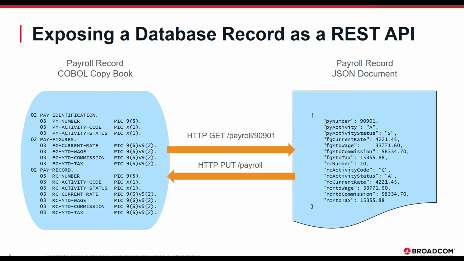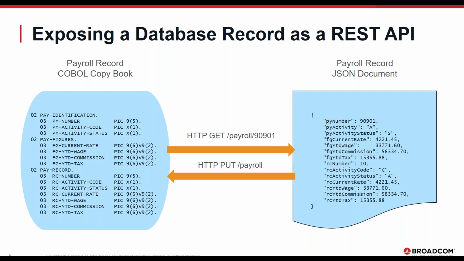So here we see an example, from one of our database samples, of a payroll system with a payroll record that's defined by a COBOL copybook. What an API request might do is get one of those payroll records. The way that might be invoked would be HTTP, which stands for the Hypertext Transport Protocol. It's the way everything on the web works, and it has methods like GET and PUT.